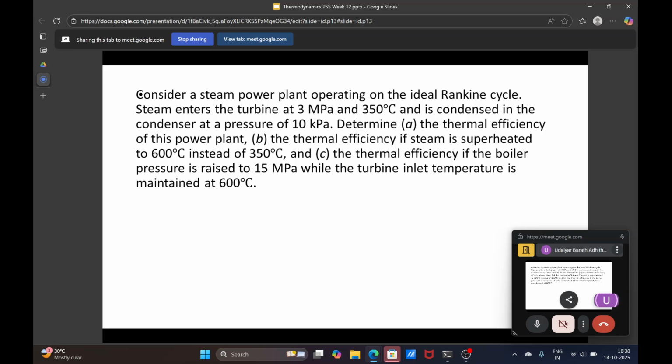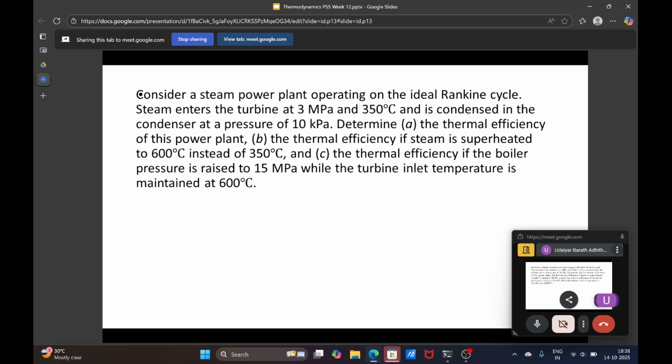And part C is, instead of operating at 3 megapascal, now you are operating at a higher pressure, which is 15 megapascal. So in this case, how is your efficiency varying? So those are the two parts to the question: the modifications are made, and is it beneficial or not. So that's what we've been asked to analyze.